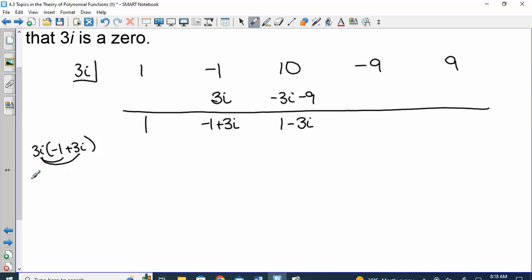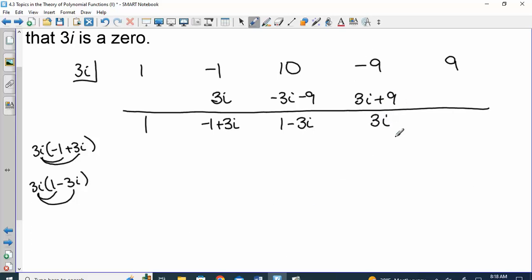So now we're back to multiply. So I have to take 3i times 1 minus 3i. So 1 times 3i is 3i. 3i times negative 3i is negative 9i squared, which is positive 9. The 9's cancel, so I just get a 3i.